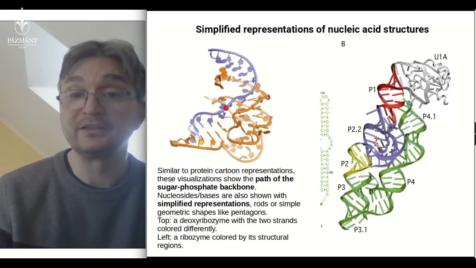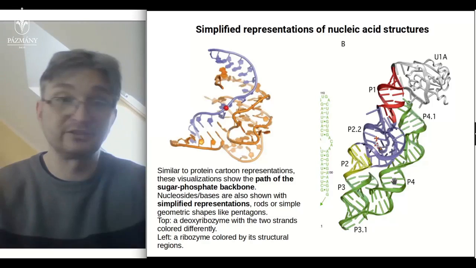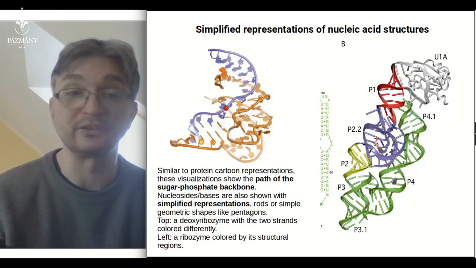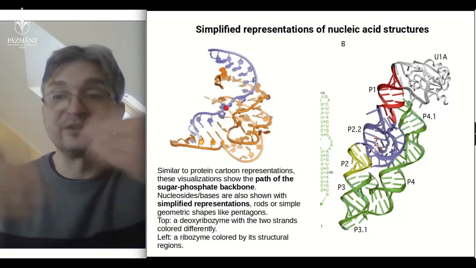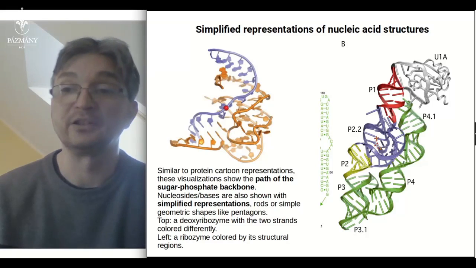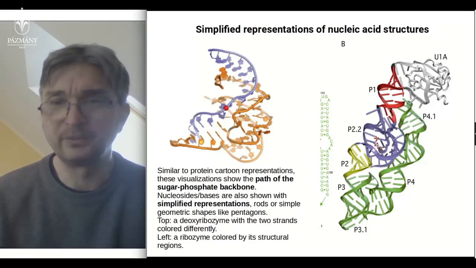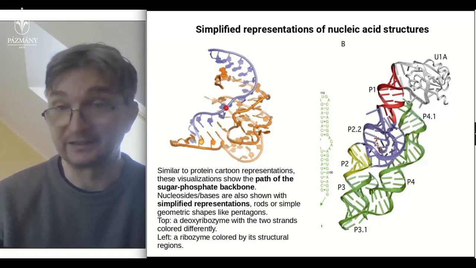On the right, it is an even more simplified representation where the bases are only shown as rods, or sticks. Such a stick corresponds to a full nucleotide, if you like. This is again just to show how the base pairs are oriented within the structure. So these are highly simplified representations to show you the major characteristics of the structure.